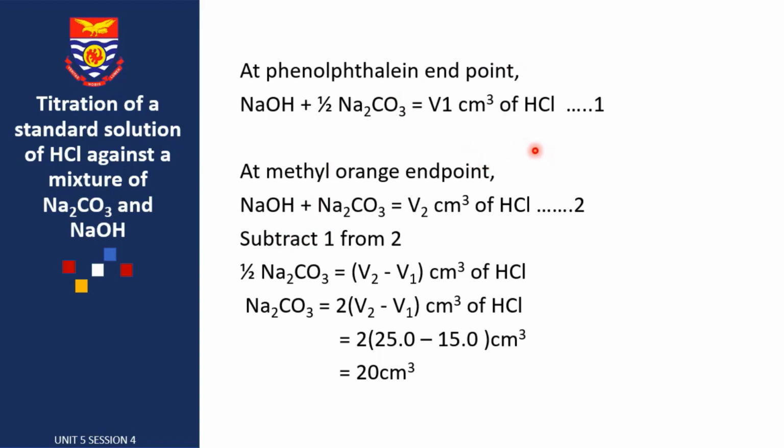We subtracted 1 from 2, so this is the 2, which is V2, and we are taking V1 from it. So that's why we have this one also here. Which means that we have half of the sodium carbonate going into V2 minus V1. So letting sodium carbonate stand alone, we are going to have 2 times (V2 minus V1).